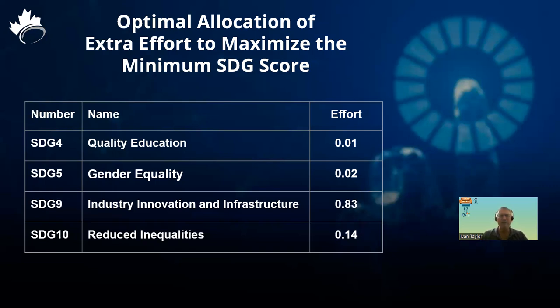So when we optimally allocate extra effort to maximize the minimum score, we see that we allocate about 83% of the effort to industry, innovation, and infrastructure, and 14% of the effort to reducing inequalities, a little bit of effort to gender equality, and a little bit of effort to quality education. So this is what we calculated as a way of prioritizing the extra effort that would be needed to improve the minimum SDG score.